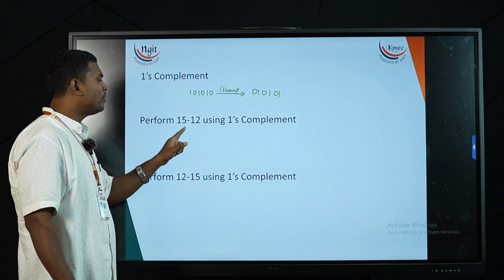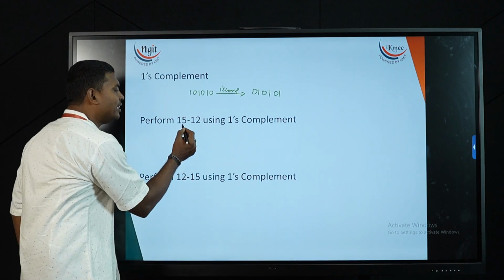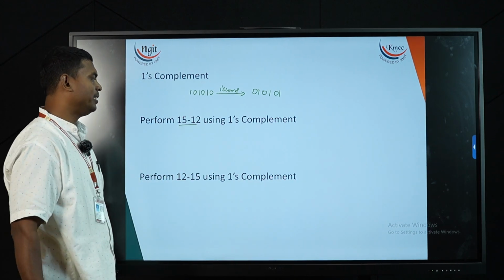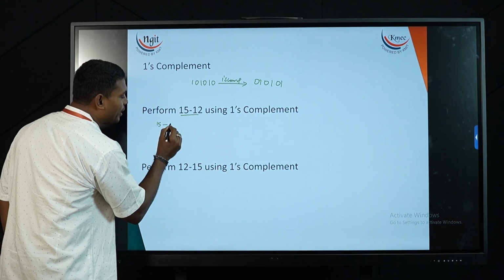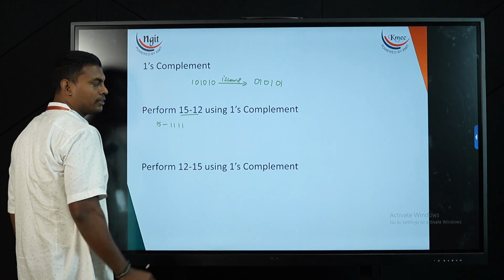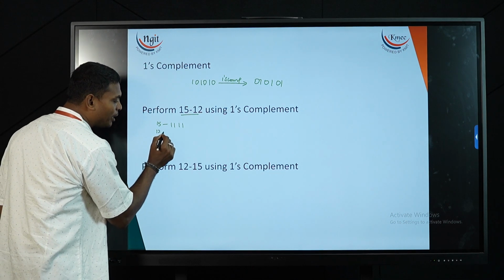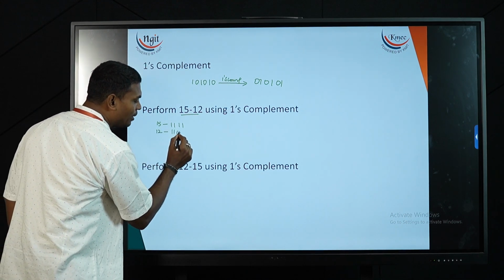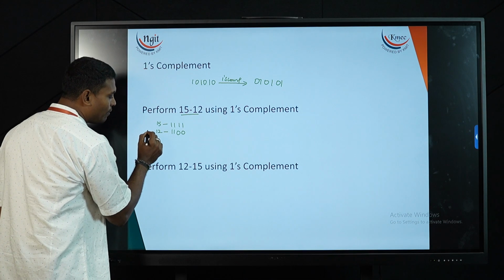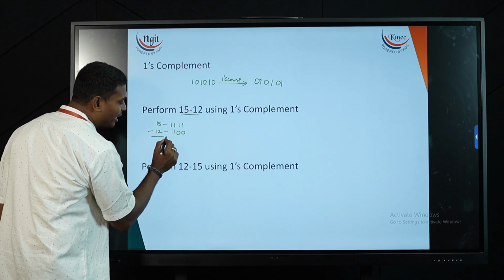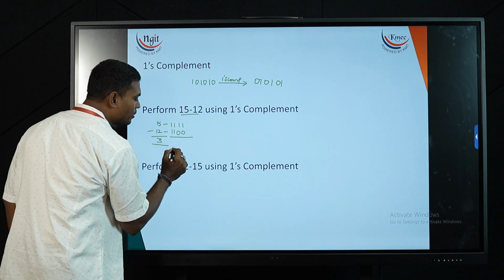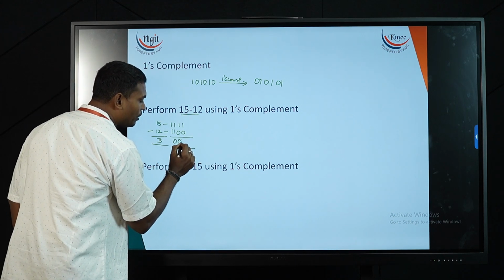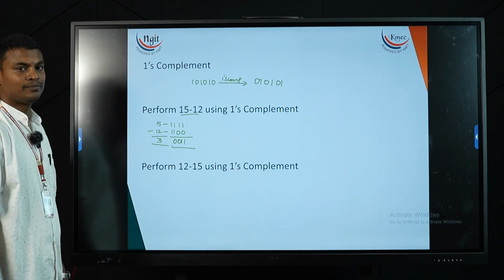Let us perform subtraction of 15 minus 12 using 1's complement. Now 15 can be represented in binary as four 1's. 12 can be represented as 1 1 0 0. So what I am doing is 15 minus 12, my answer should be 3. That is 0 0 1 1 should be my answer.